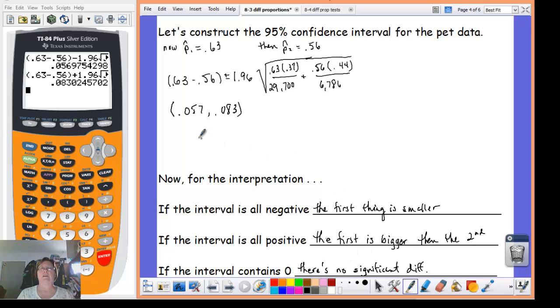We should always tie back our intervals to the context of a problem. So we can say, based on what we did, we can say with 95% confidence that the proportion of households with a pet is greater now than it was in 1996.